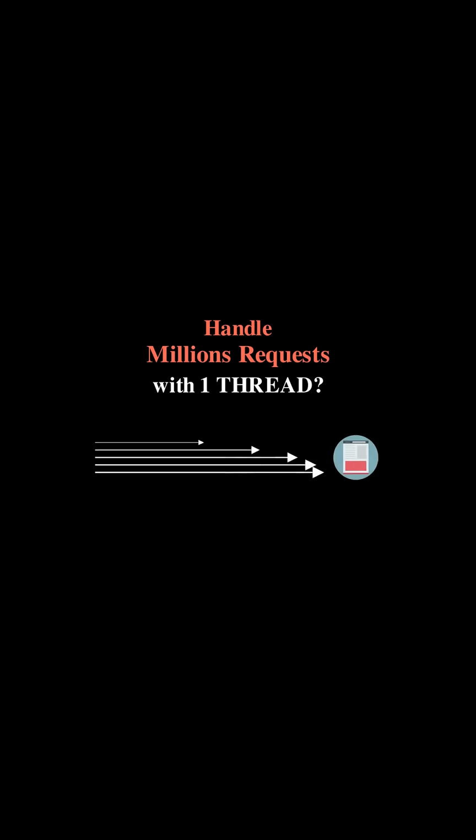How to handle millions of requests with a single thread. The secret is these three core techniques: event loop, non-blocking I/O, and I/O multiplexing. It's the magic behind Nginx, Node.js, and Redis.